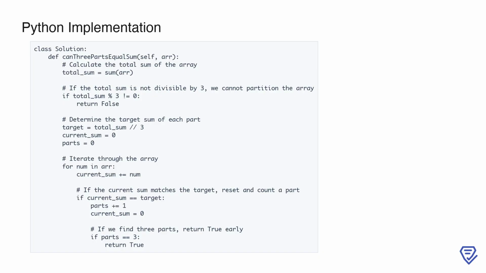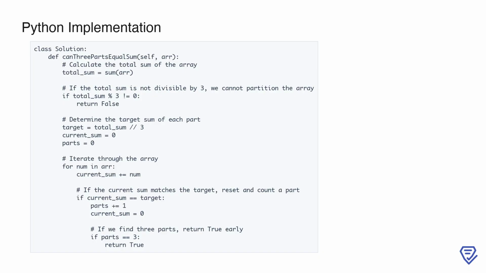After confirming divisibility, we calculate the target sum for each part by dividing the total sum by 3. We initialize current_sum to 0, which will help us keep track of the running sum during iteration, and parts to 0, which counts the number of valid parts we identify. Now, we begin iterating over the array. For each element, we add its value to current_sum. If current_sum matches the target, it means we've successfully identified one part. We then increment the parts counter and reset current_sum to 0 to start counting the next part.